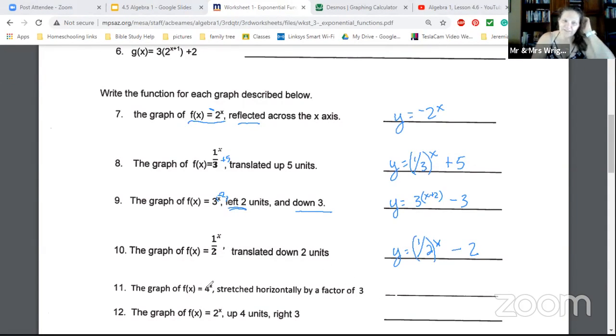All right, the graph of f of x is 4 to the power of x stretched horizontally by a factor of 3. We did not get into how to stretch it horizontally, so we're going to skip that one.